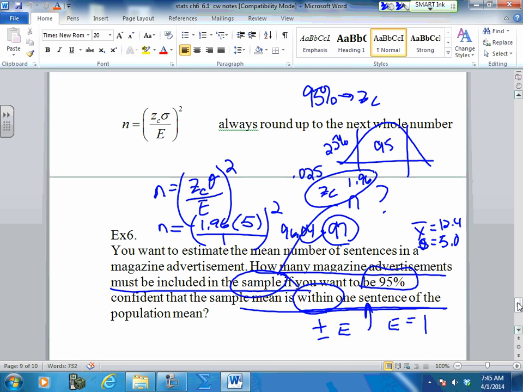It's working backwards a little bit. Usually we tell you how many are in your sample, you figure out your interval. This time we're working a little bit backwards. Okay? All right, you guys try it. Try it yourself at the bottom of the page.